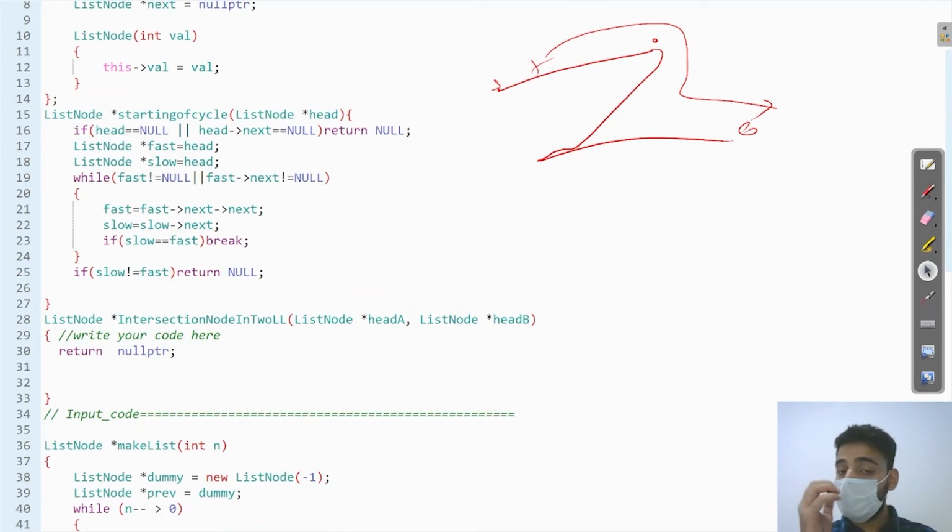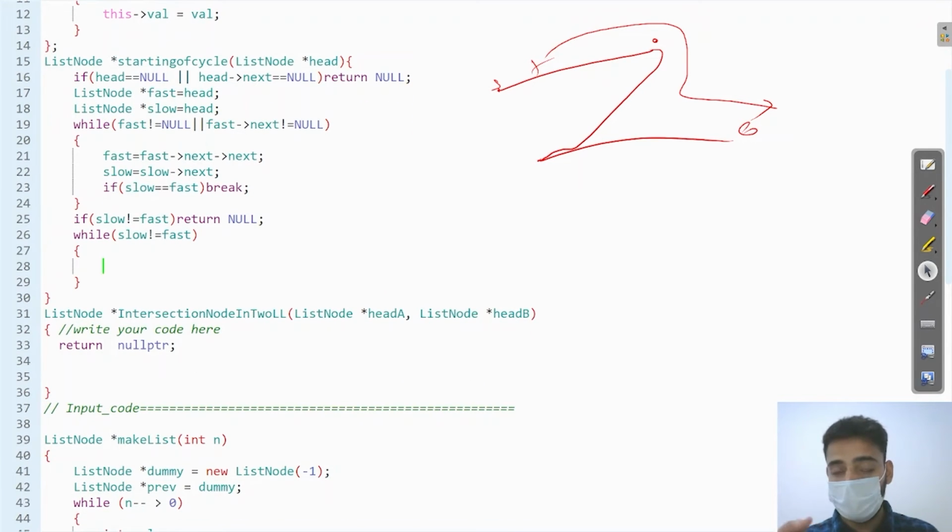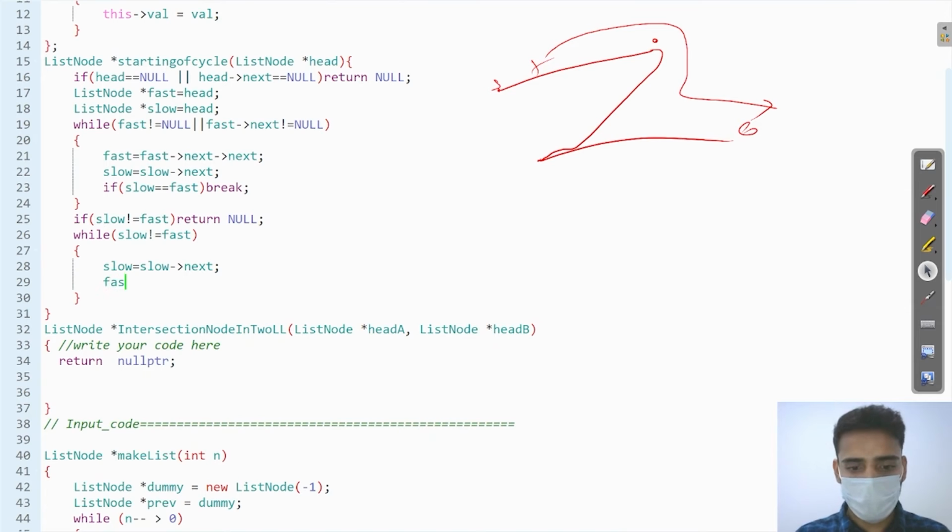If they both are equal, now what will happen? While slow is not equal to fast, what will happen? They both will move at the same pace. So slow equals slow next, and fast equals fast next. Okay, this is done.